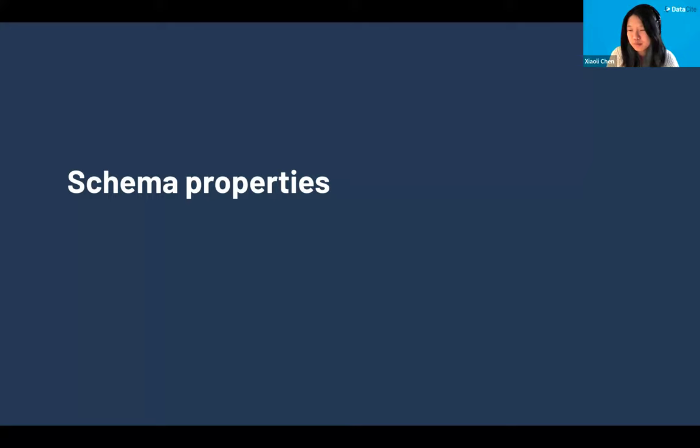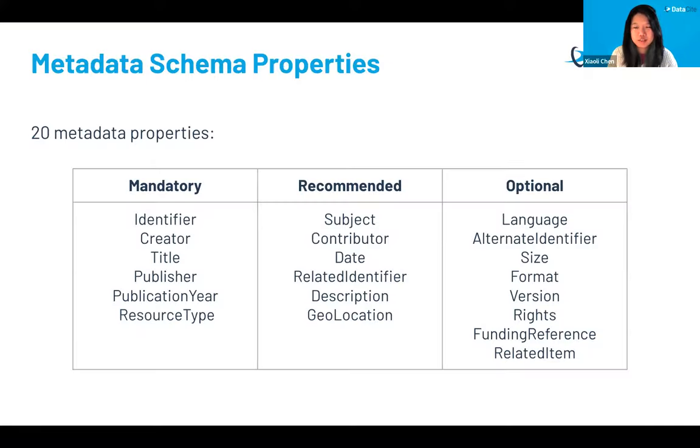And I will be giving an overview of the properties and the various forms the schema presents itself. So first, this is the current metadata schema properties. Now it contains 20 properties. It's here presented in three categories: the mandatory, recommended, and optional. The mandatory properties are these six: identifier, creator, title of the resource, the publisher who hosts, distributes, and preserves that resource, the publication year, and the resource type. These are the core metadata values you have to provide in order to obtain a DOI to be assigned to it.